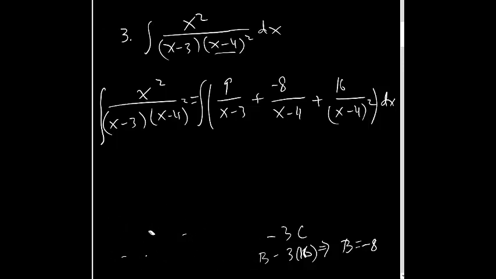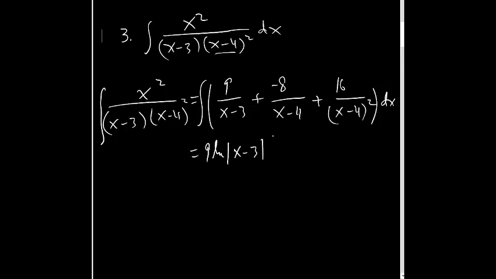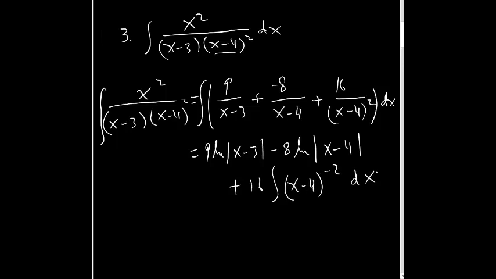The integral is very simple now. First of all, this part here is 9 natural log of x minus 3 minus 8 natural log of x minus 4 plus 16 integral of x minus 4 to the negative 2 dx, right? This one doesn't go with logarithm because your exponent is other than 1. So for the last part we can use the power rule.